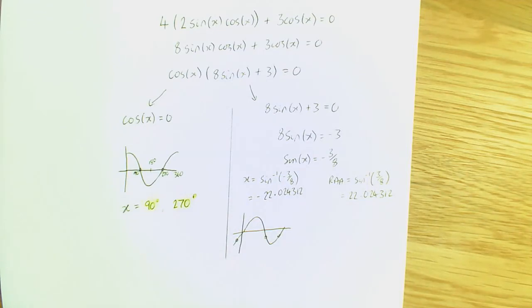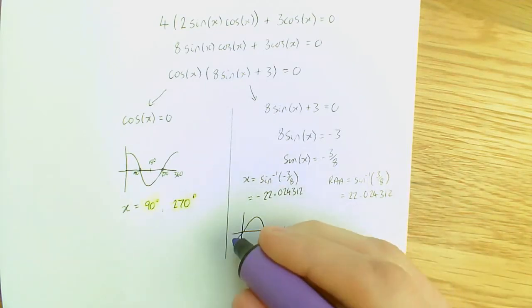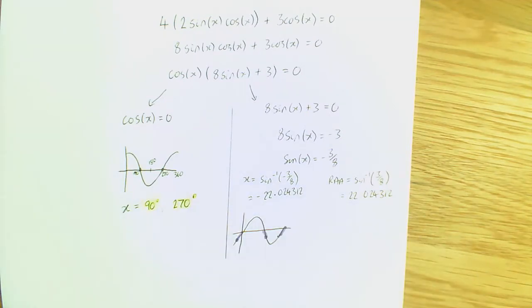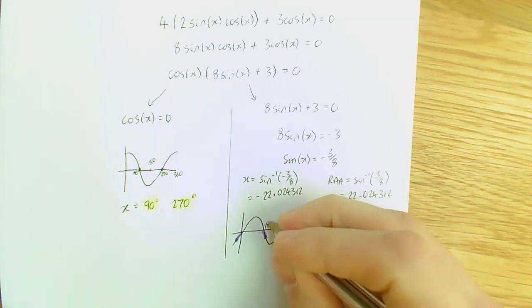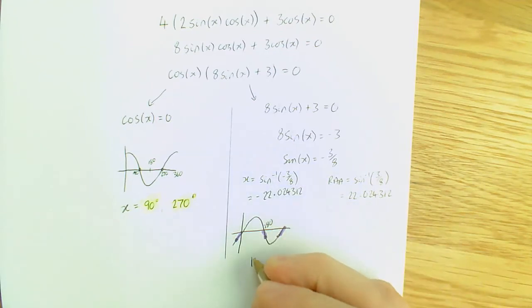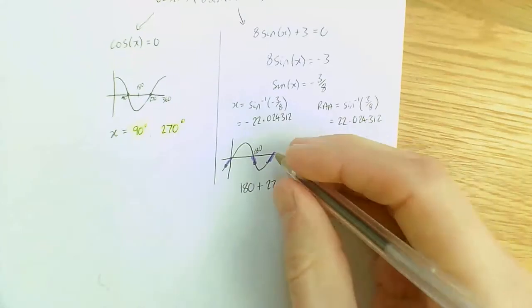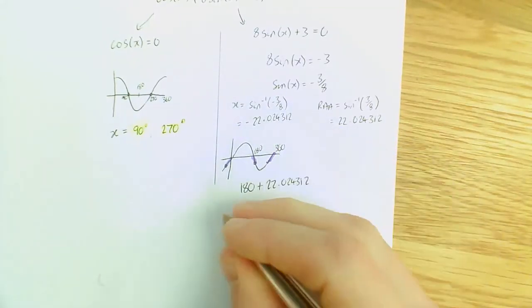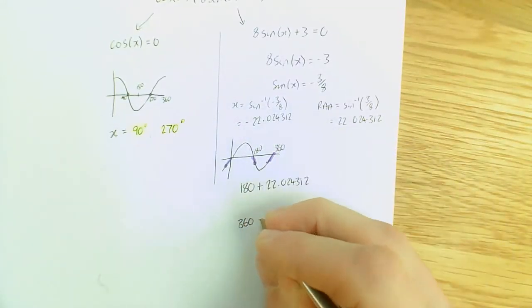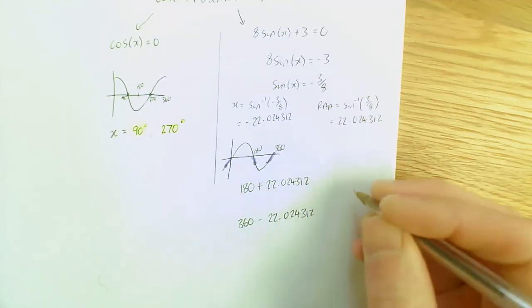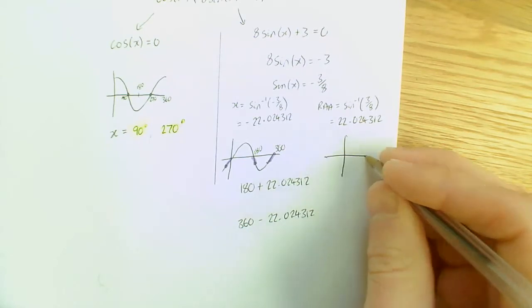On our graph, our negative angle is along here, and our two positive ones appear along here, and hopefully you're spotting on our graph that bit, and that bit are all fairly similar. Well, this is 180, so our first angle there is 180 plus 22.024312, and our second angle there, well, this is 360, so we're doing 360 minus 22.024312.